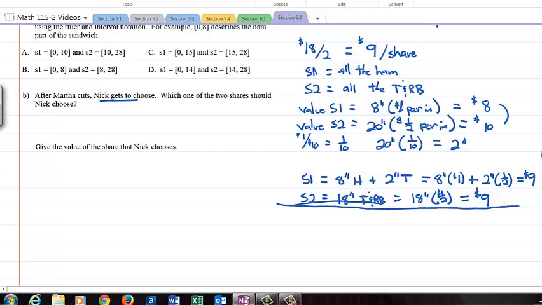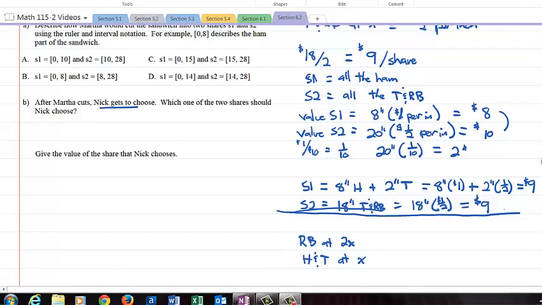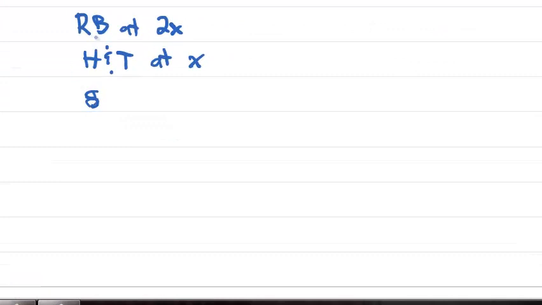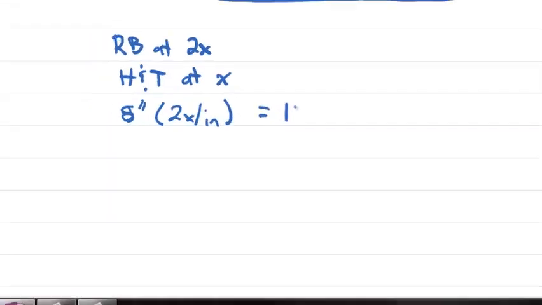Alright. This gives us roast beef at 2x per inch, ham and turkey at x per inch. Now we need an equation again to figure out what x is. Eight inches. This is for the roast beef, right? 8 inches at 2x per inch equals 16x.